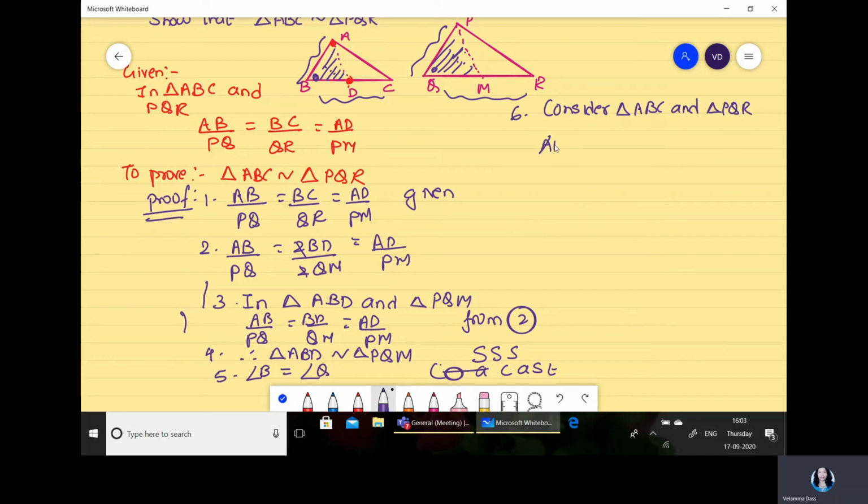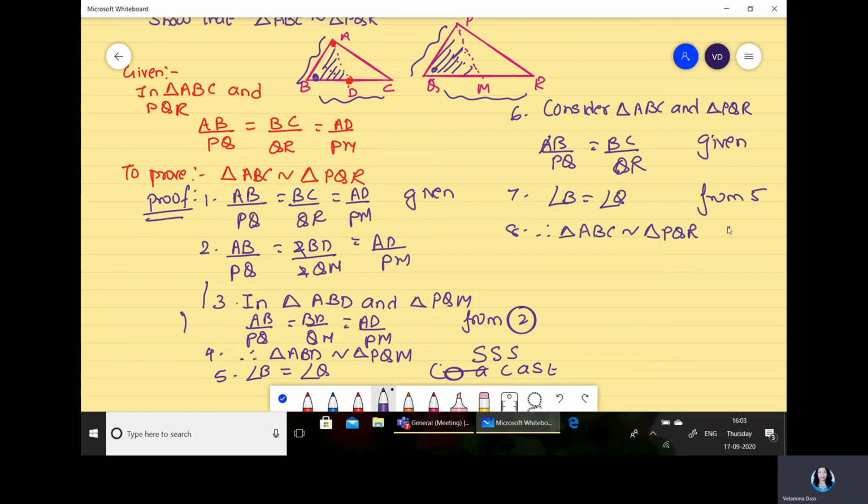Here we can say that AB upon PQ equals BC upon QR, which is given. We can also say that angle B and angle Q are equal, as we just proved. So we can say that triangle ABC is similar to triangle PQR by SAS similarity.